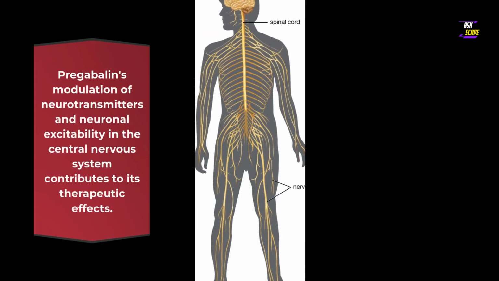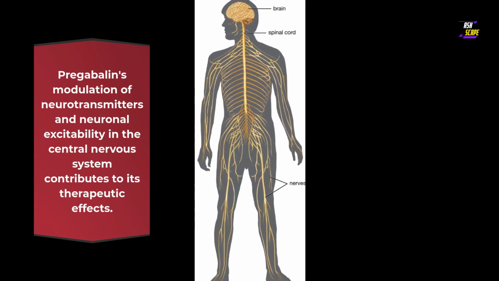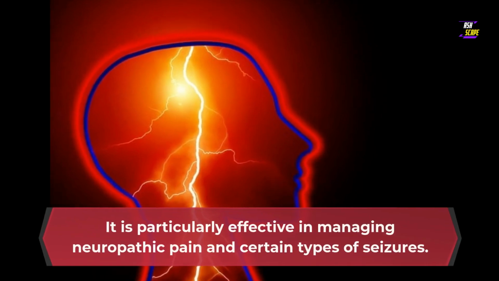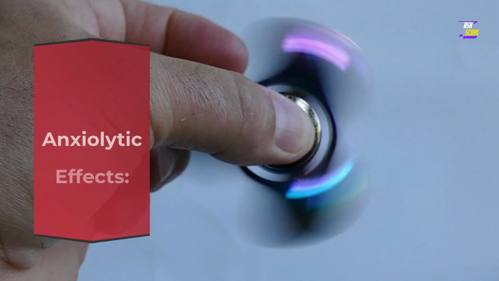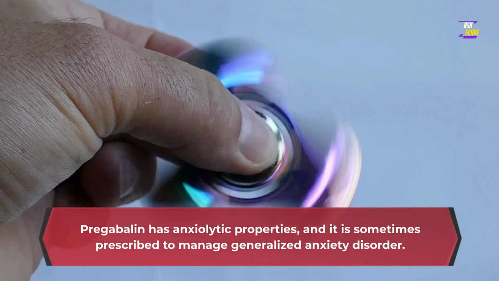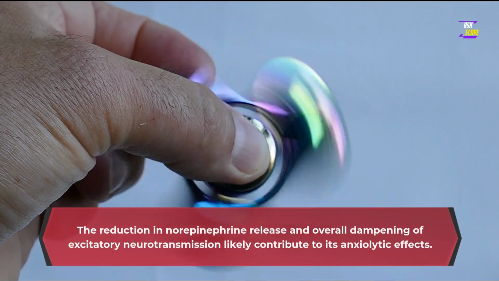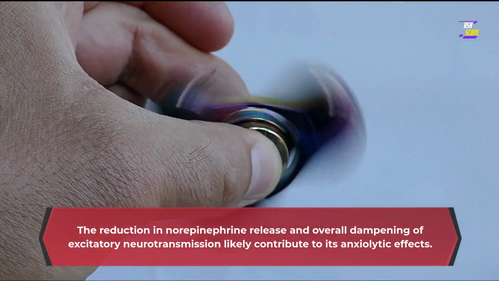Pregabalin's modulation of neurotransmitters and neuronal excitability in the central nervous system contributes to its therapeutic effects. It is particularly effective in managing neuropathic pain and certain types of seizures. Anxiolytic effects. Pregabalin has anxiolytic properties, and it is sometimes prescribed to manage generalized anxiety disorder. The reduction in norepinephrine release and overall dampening of excitatory neurotransmission likely contribute to its anxiolytic effects.